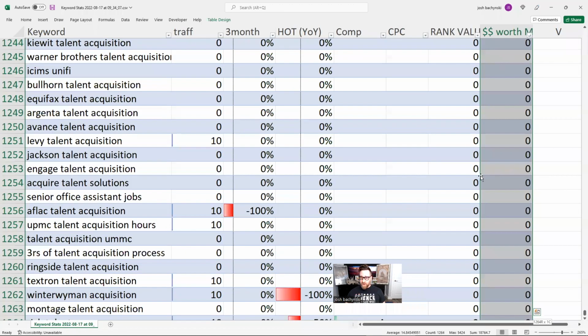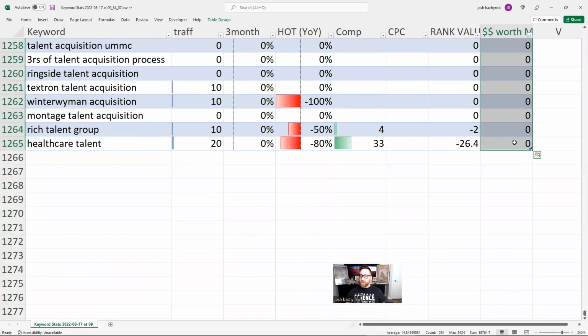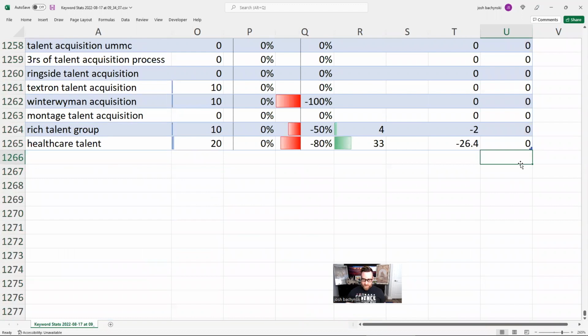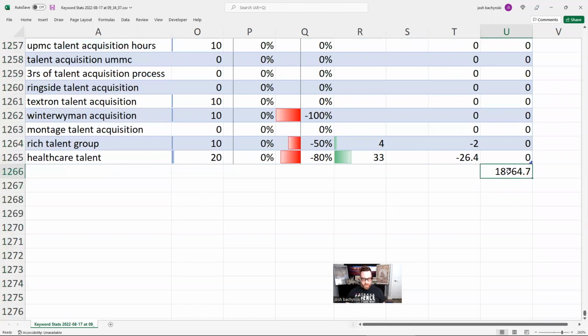This is on average $14 worth of a click times 10% of that. So $140 on average is what the client is worth, apparently. The sum is $18,764. So if I want to sum this out, equals sum of this, 18,764 is what that's worth in total, ranking for all that. At bare minimum, that's the marketing.